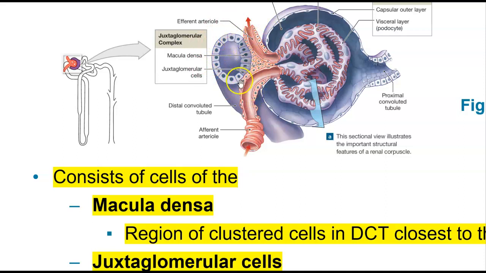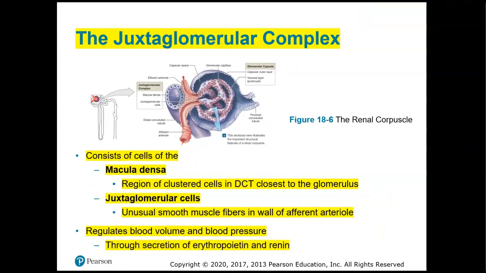So here we can see it blown up. These are the cells of the DCT that contact the cells that line the outside here of the afferent and efferent arterioles. So all of these different cells have sensors. They're sensory receptors. Notice the macula densa are cells of the DCT that are in contact with the arterioles. And then what else do we have? The juxtaglomerular cells. The juxtaglomerular cells are in this region here. And so now let's go back to the notes so you can know what I'm talking about.